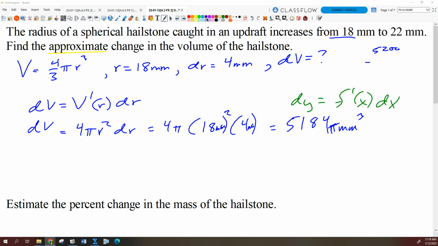So is that big or not? We wouldn't really know unless we looked at it as a relative change. But that's how much we would expect the volume to increase, going from 18 millimeters to 22 millimeters. That's a big hailstone, actually, isn't it? That's like a Texas-sized one. You're talking about almost a 2-inch diameter hailstone there, so that's pretty big.